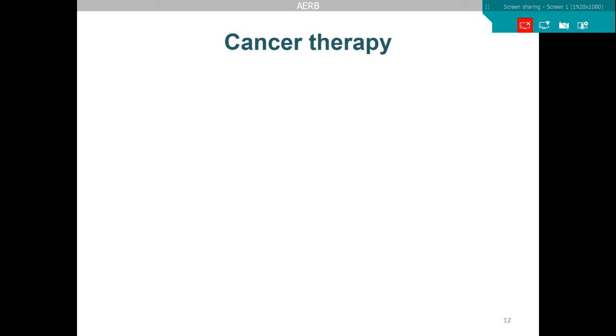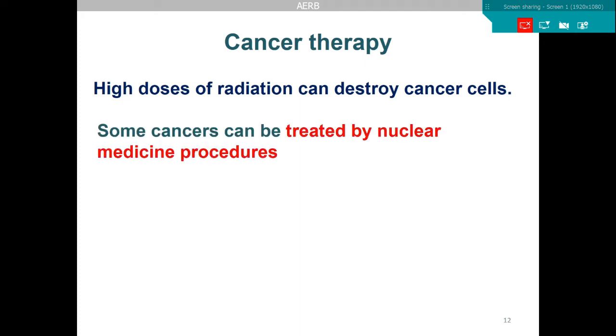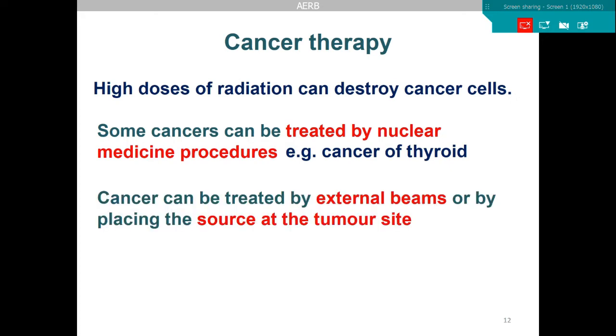We spoke about diagnosis till now, X-rays, nuclear medicine. Now we come to therapy. It's known that high doses of radiation can destroy cancer cells. Now some cancer cells can be preferably treated by nuclear medicine procedures. For example, cancer of thyroid. By administering appropriate radioisotope in appropriate quantities, cancer of thyroid can be addressed.